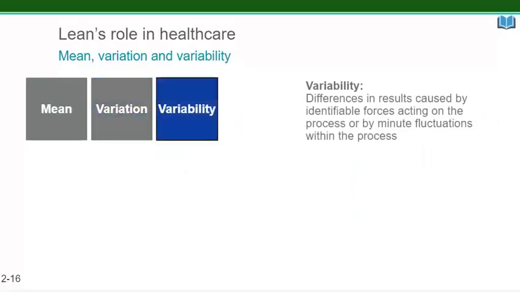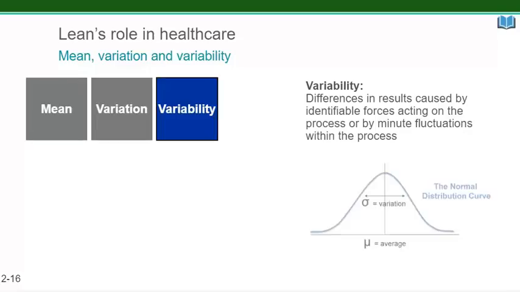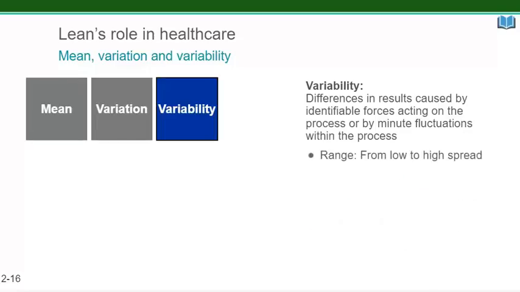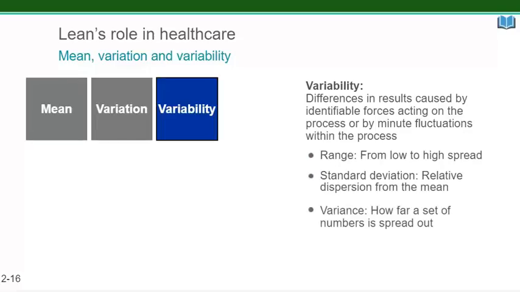Manufacturing or service processes don't produce identical results every time. In fact, they produce variability. This is inherent in nature and illustrated by the normal-shaped bell curve. Variability may be caused by identifiable forces acting on the process or by minute fluctuations within the process. Common measures of variability are range, from low to high spread, standard deviation or relative dispersion from the mean, and variance, or, as we just defined, how far a set of numbers is spread out.